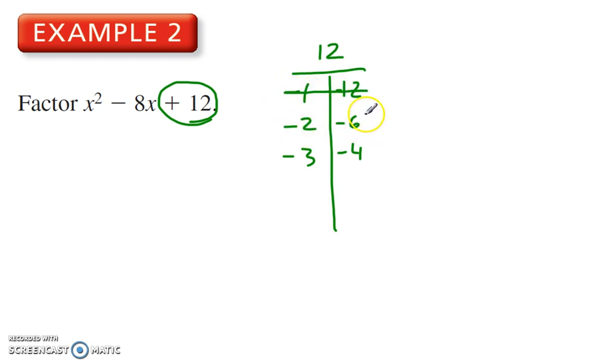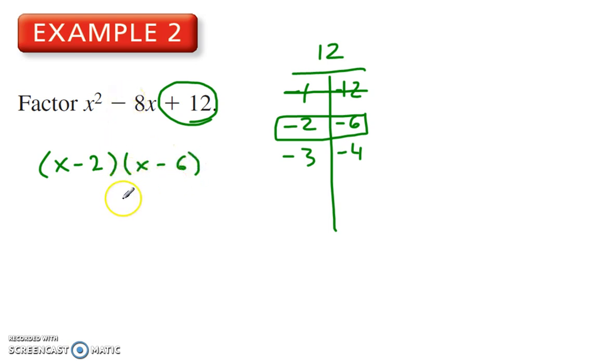Negative 2 and negative 6. Bueno. There we go. So this is going to be x minus 2 times x minus 6. And to check, we could go back and do the box method and see, does that give us this trinomial?